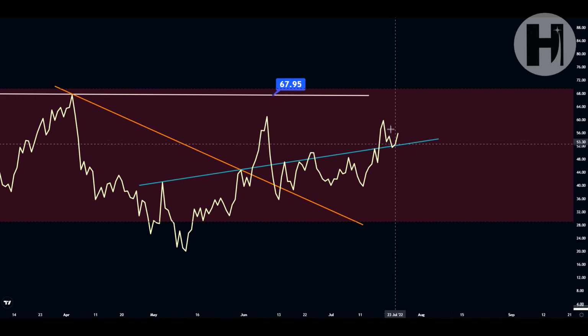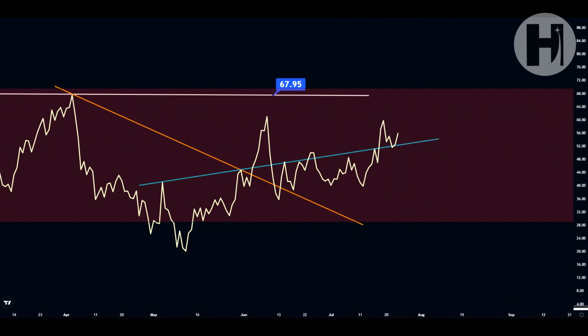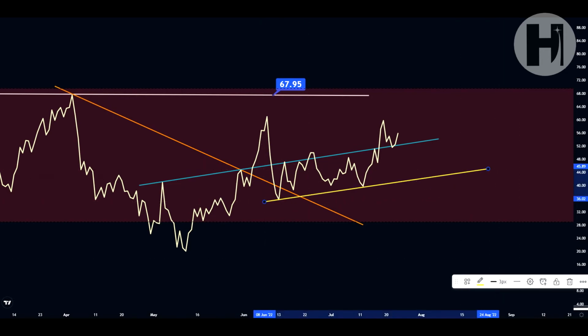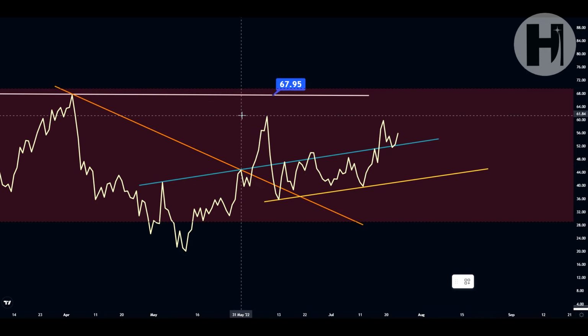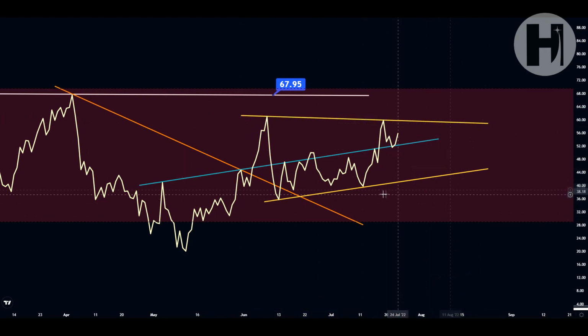But if we don't, that is potentially a simple double M top pattern. Now, what I could also do here is bring out this trend line over here and bring out this trend line over here. So this is some sort of a symmetrical triangle that we have playing out here.